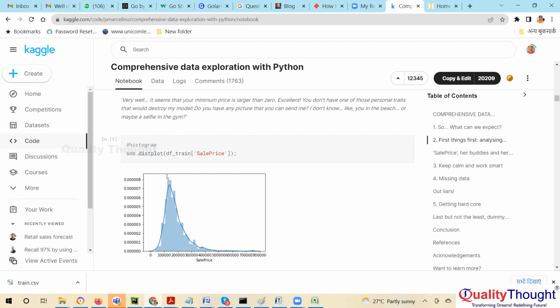So you are creating a histogram. What do we need? We need the number of values, right? Range, correct? So we create the range. You get this. Now you see here.